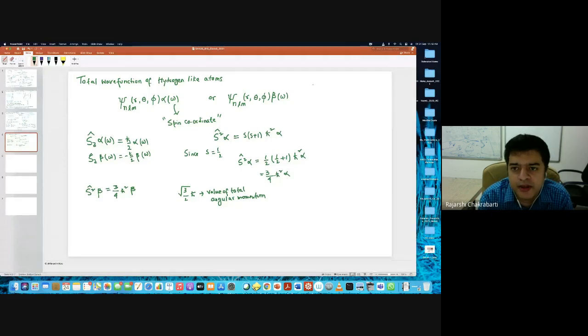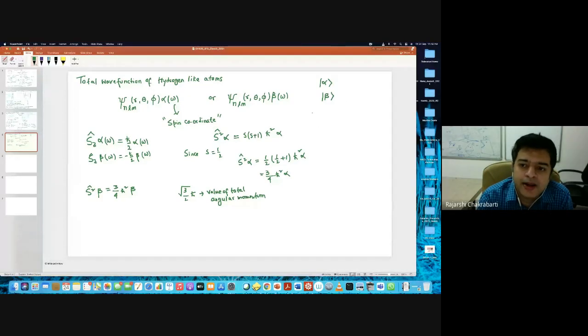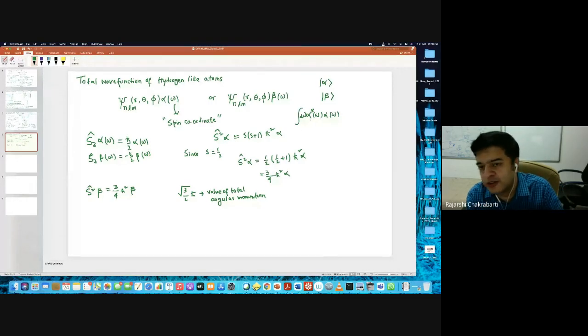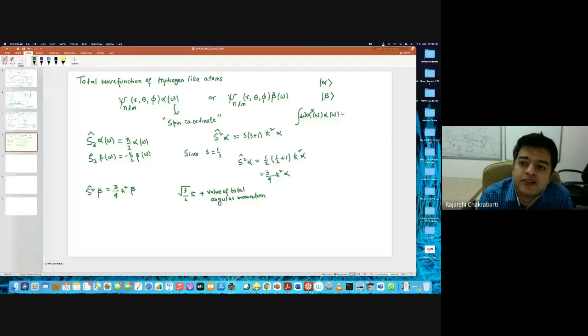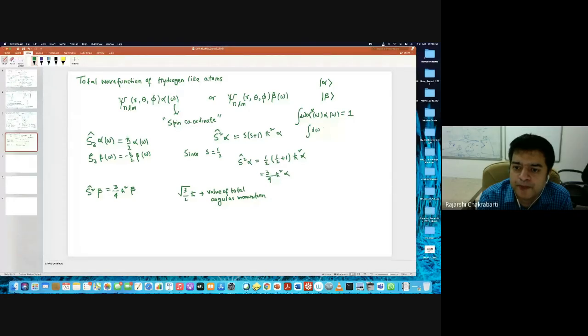And if you don't like writing alpha beta like this, I can switch over to this notation. You know this notation? Dirac's ket notation. And one thing I can say is that if I take alpha of omega and alpha of omega and integrate over omega, which is clear, don't mention the limits because it's very abstract, what will be the answer? 1. This is 1. So same is true for beta.